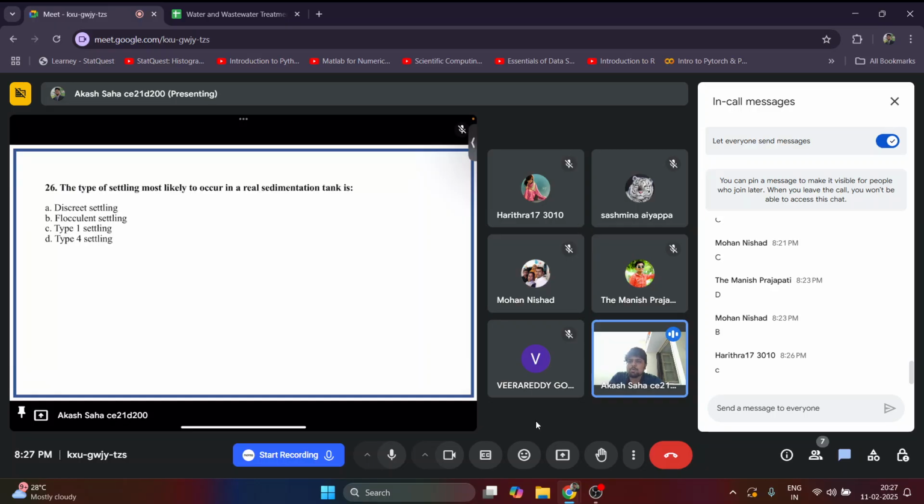The type of settling most likely to occur in a real sedimentation tank is, so here we are talking about a real sedimentation tank, not an ideal one. Mostly in a real sedimentation tank, we tend to see flocculent settling. Though we want discrete settling, the particles will come closer, attach with each other, and then settle. So that's why it will be flocculent settling.